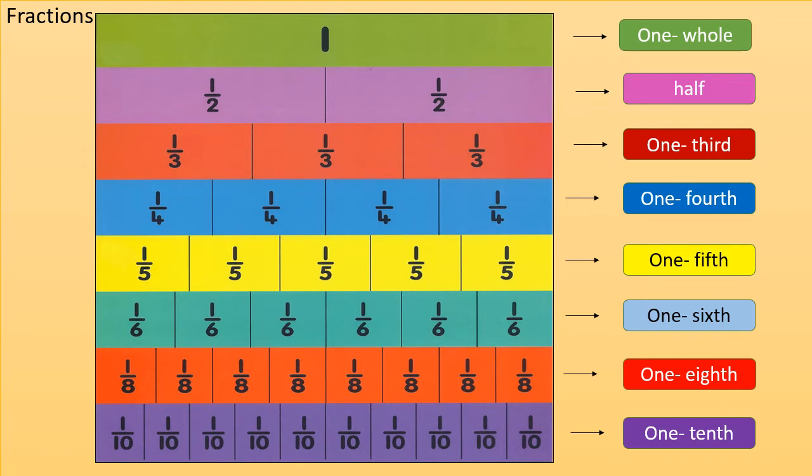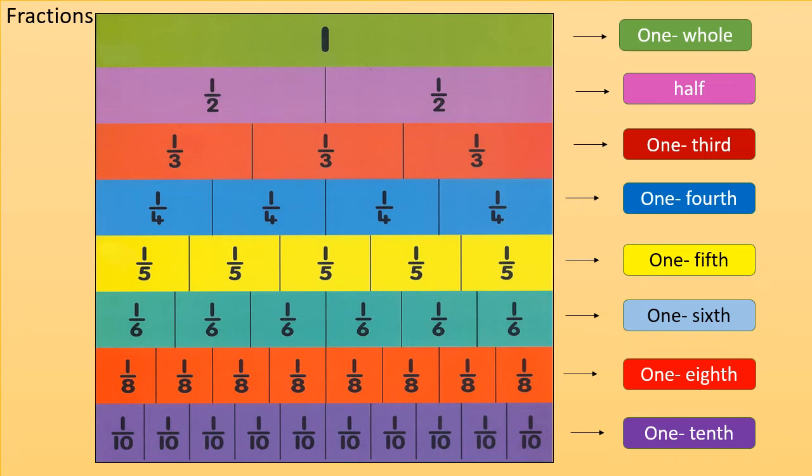Now look at the given picture. You will see how a rectangle is divided into different equal parts and what fraction each part will represent. So the first part represents one whole. In the second part, the rectangle is divided into two parts and each represents 1 by 2, that is one part out of 2. We call it half. Next to that, the rectangle is divided into three equal parts and each part represents 1 by 3, that is one part out of 3 equal parts and we call it 1/3.